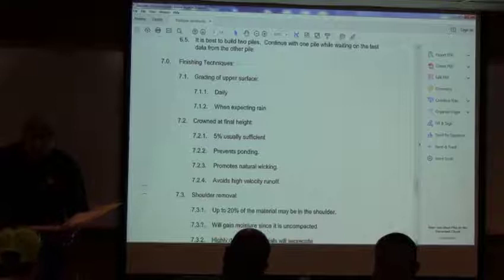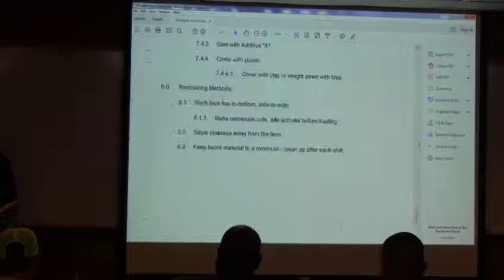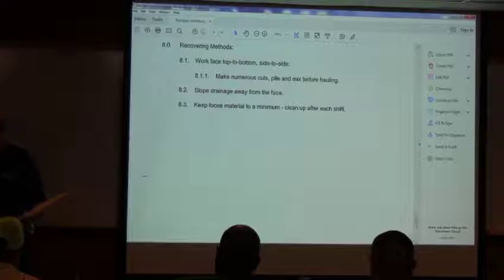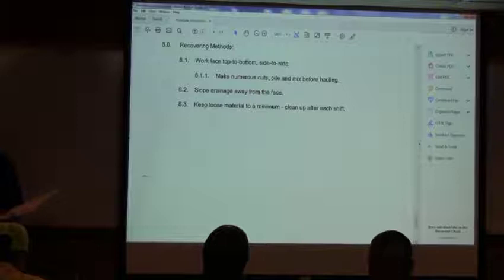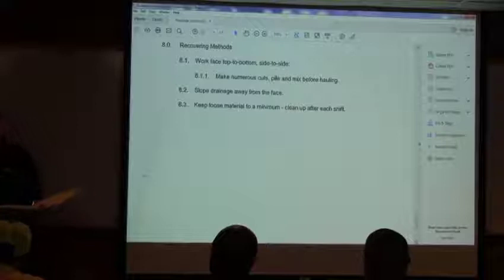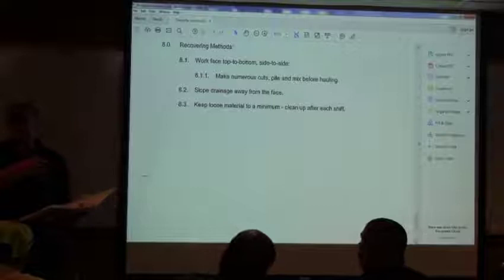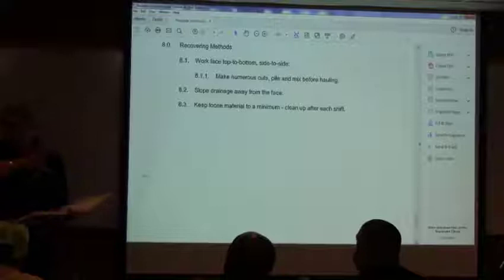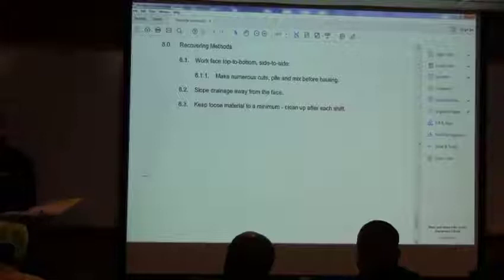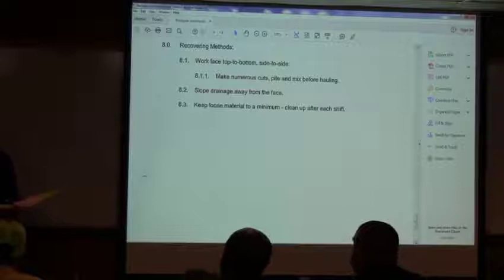Let's talk about recovering methods on 8.0. I guess we're talking about the loader here. Work the face top to bottom, side to side. Make numerous cuts, pile and mix before hauling. So at this point, I'm thinking about the tan material we're using at Elgin. We started them doing that because for a long time that plant was just going in there, going from bottom to top, getting a load and taking off with it. Well, after we built this tan, we changed some of that up, because if they'd have done that, they would have made a hell of a range of brick. Because in that 1,000 feet, there's 4 changes. So all we can do is blend it the best we can when we build it, but we leave it up to that loader operator to finish the job, right?